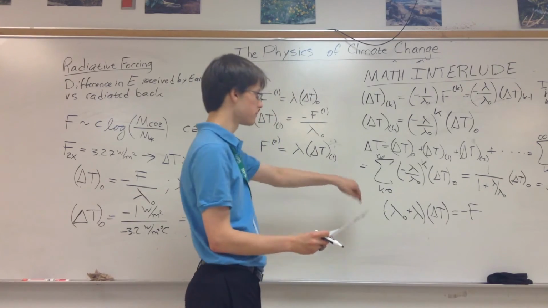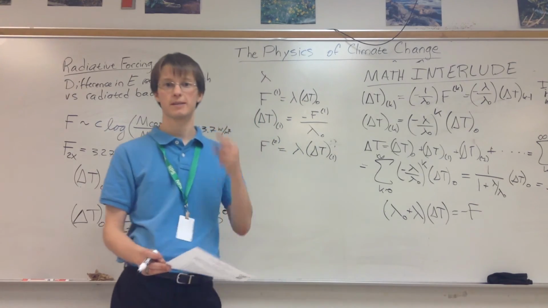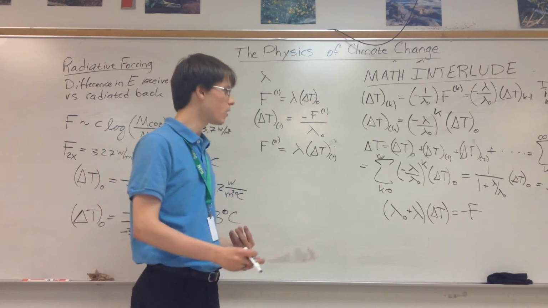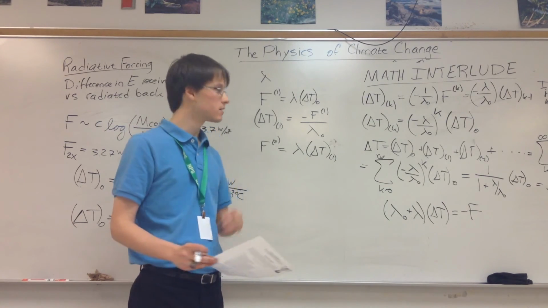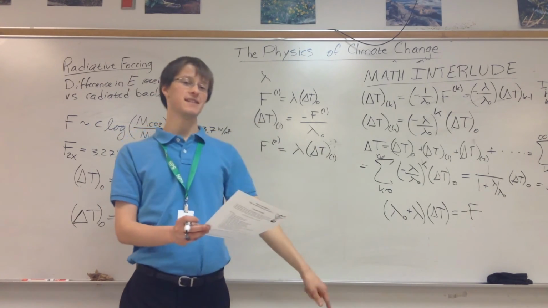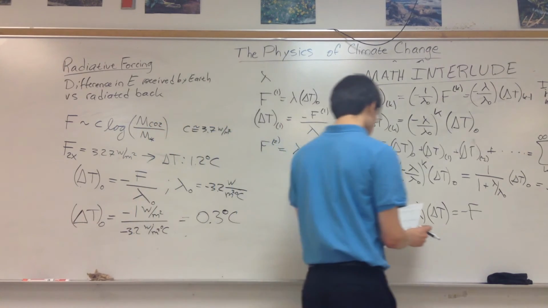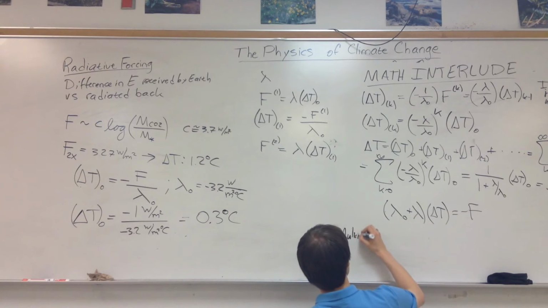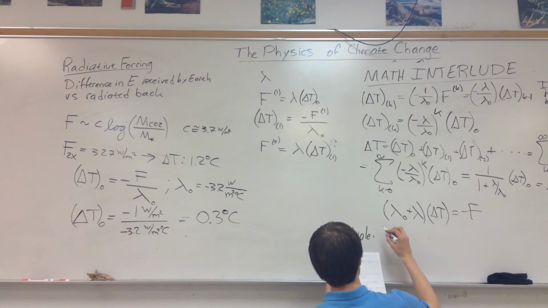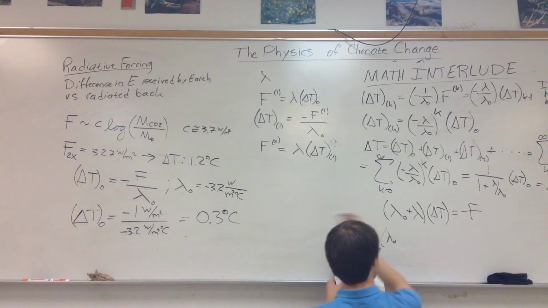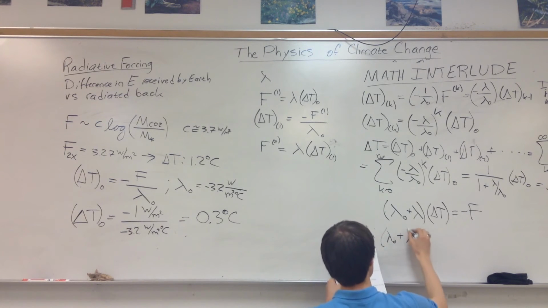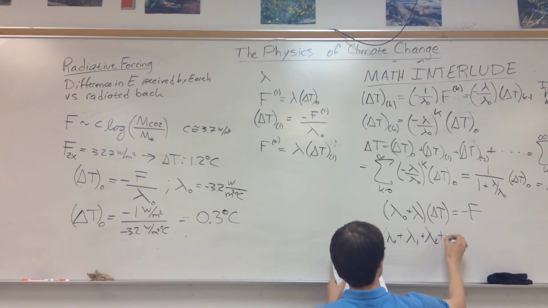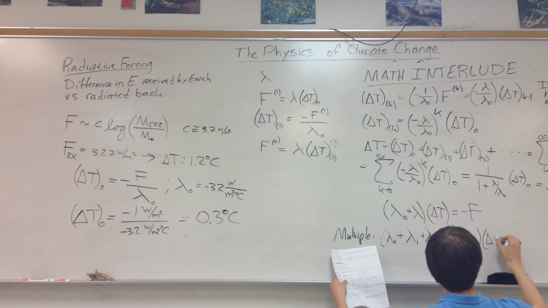So now what happens if we have more than one feedback? We talked about water vapor, we talked about ice, we talked about all these different things. If we combine all of the feedbacks together, I'm not going to prove that. I'm just going to tell you that you can indeed continue to add them in. So if you have multiple feedbacks, it gives you lambda naught, which is the original baseline term, plus lambda 1, plus lambda 2, plus lambda n if you have n feedbacks, times delta T is equal to negative F.